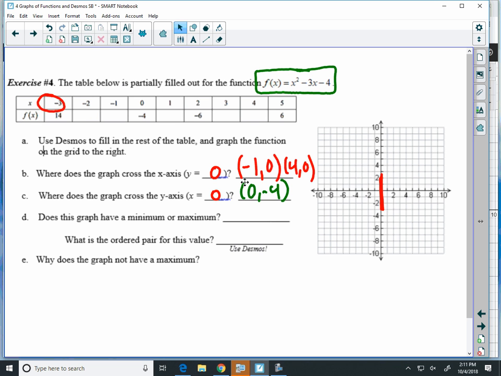Okay, does our graph have a minimum or a maximum? Say it aloud. Minimum. Yeah, it has a low point. It's a minimum.